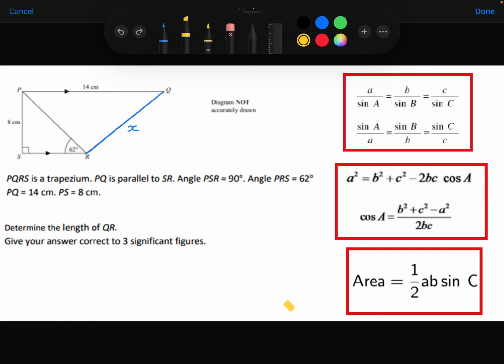First thing to note, these lines here, and the fact that I'm told that PQ is parallel to SR. PQ is parallel to SR, so if they are parallel, we have got alternate angles. If this angle here is 62, then this angle here is going to be 62.